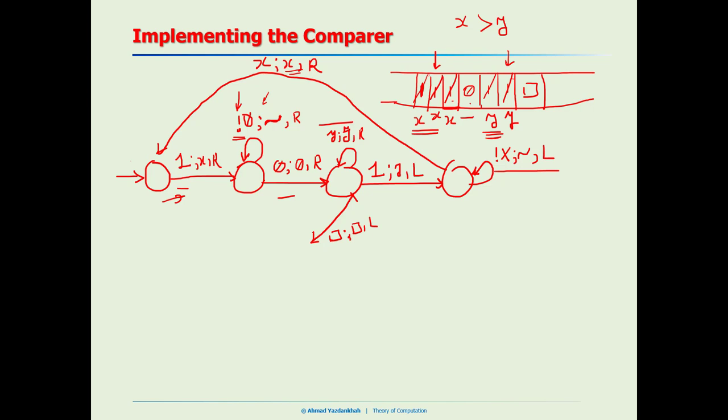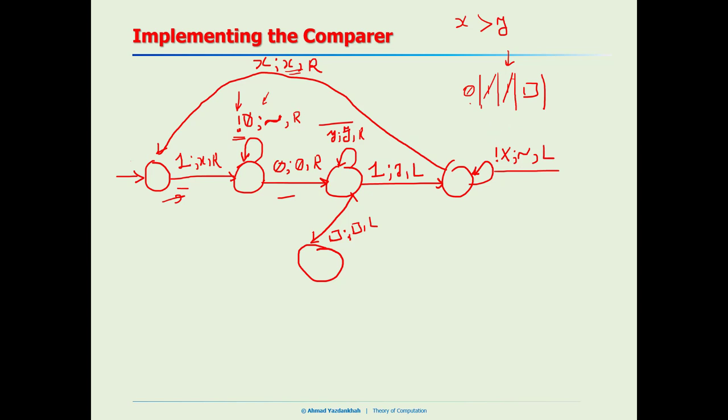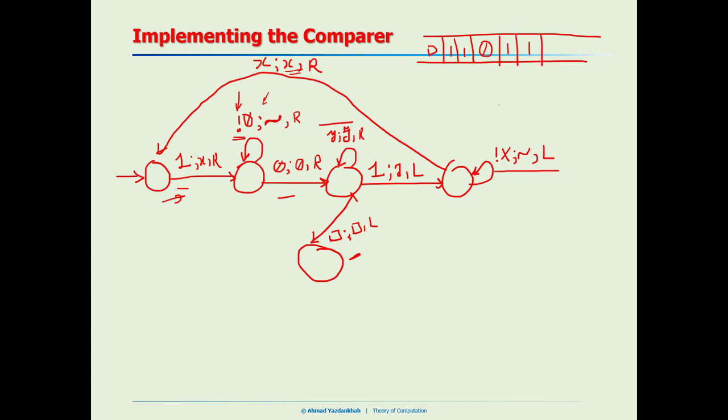Okay, so that's our clue that the X is actually greater than Y. We still have other things to do, but at least we know that up to this point, when we are here, it means that X is greater than Y. Now let me create another example where X and Y are equal. So we would say 1, 1, and 0, 1, and 1, and blank here. Before we forget, up to this point, X is greater than Y.